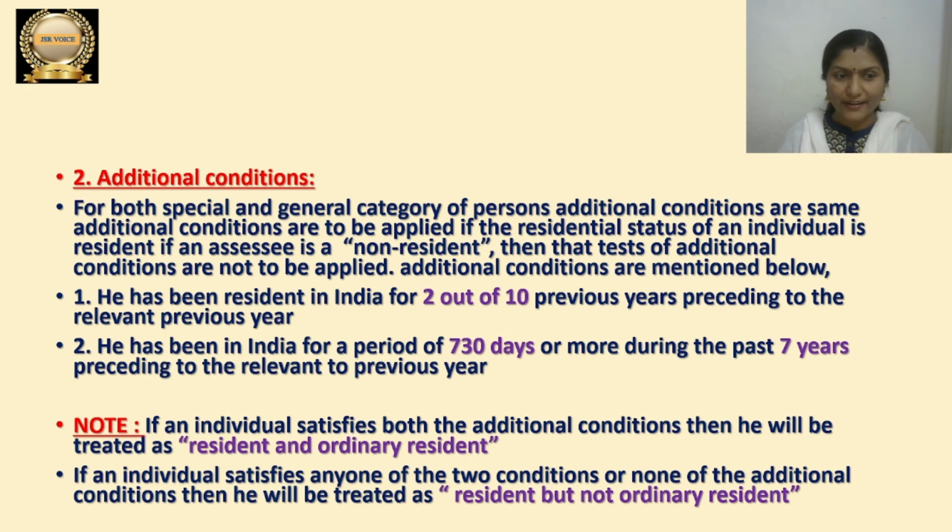So here you have, I'll read this, you can see. First one is he has been resident in India for 2 years out of 10 years preceding the relevant previous year. Our previous year is 1st April 2023 to 31st March 2024. So that is our previous year. Preceding that previous year, there will be a 10 years period. So during 10 years, he must stay at least 2 years in India. That is the first condition.